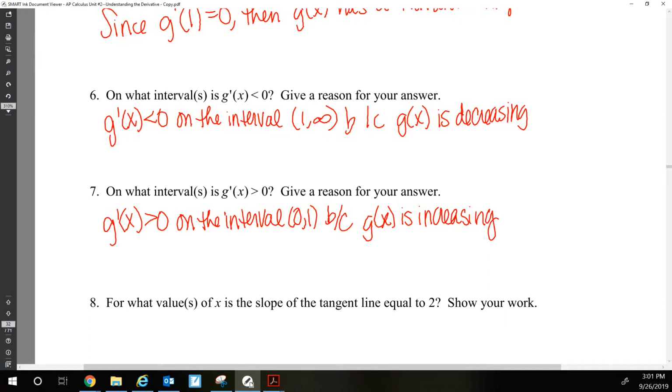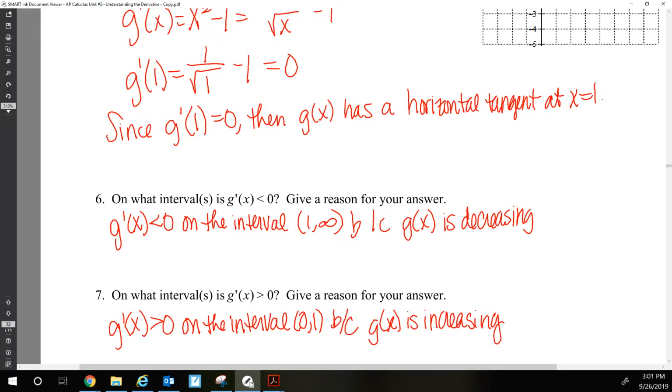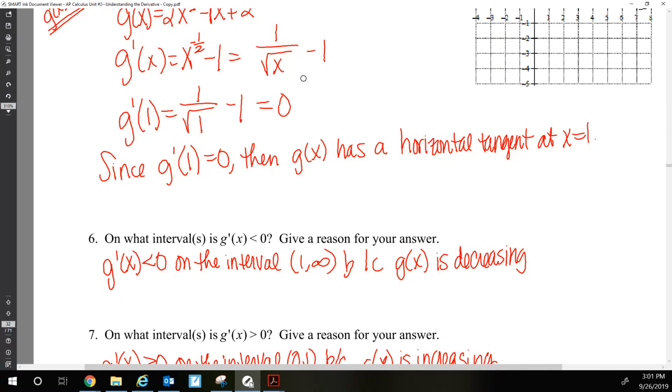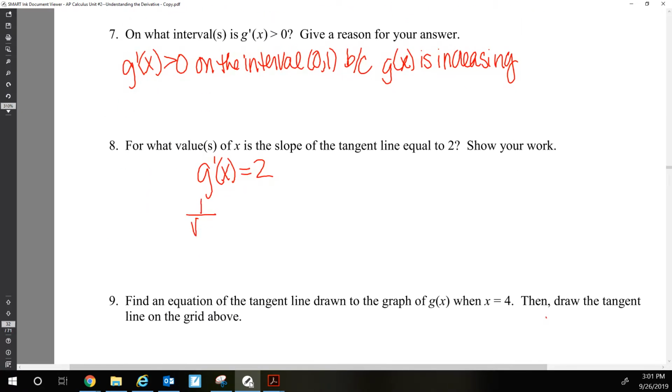All right, for what values of x is the slope of the tangent line equal to 2? So when I say slope of the tangent line, you say derivative. So we want to know, when is the derivative equal to 2? Well, we're going to come back up here. What do we get for our derivative? Our derivative is 1 over the square root of x minus 1. So I want to know, when is 1 over the square root of x minus 1 equal to 2?